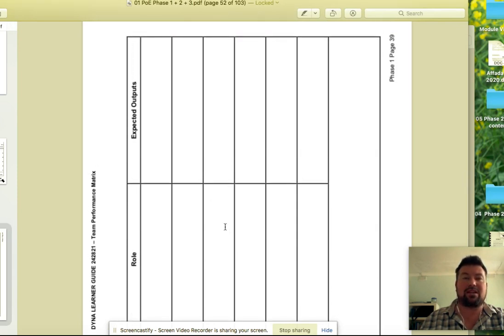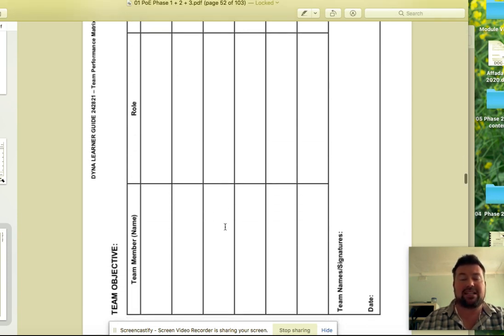So phase 1, page 39. All that you have to do is go take a look at your formative notes, take it out, and then just rewrite it over here.